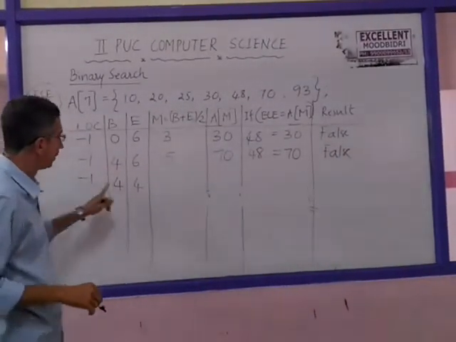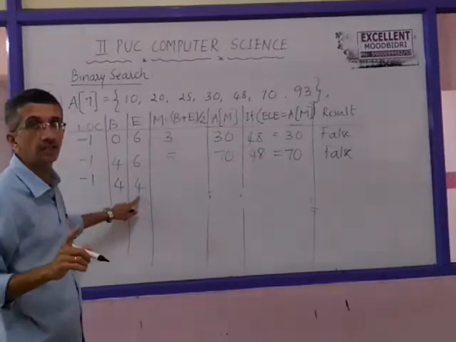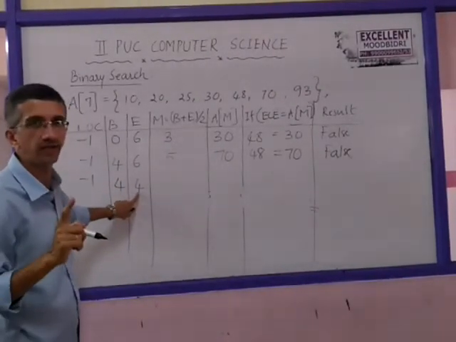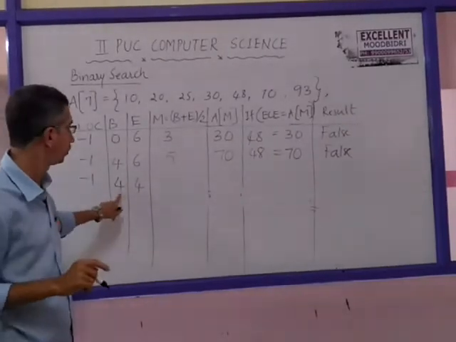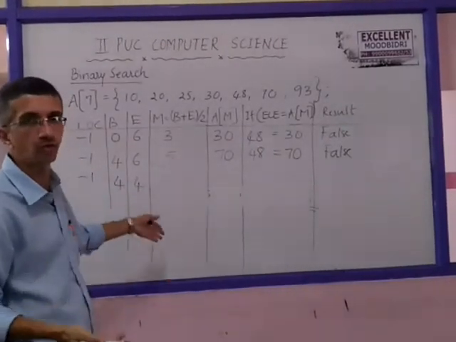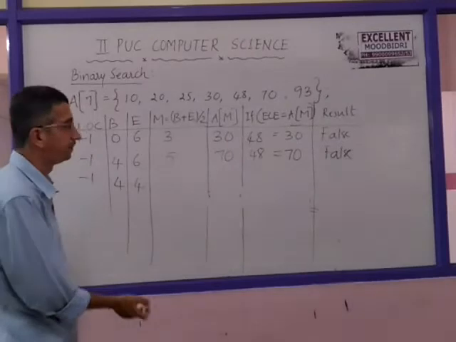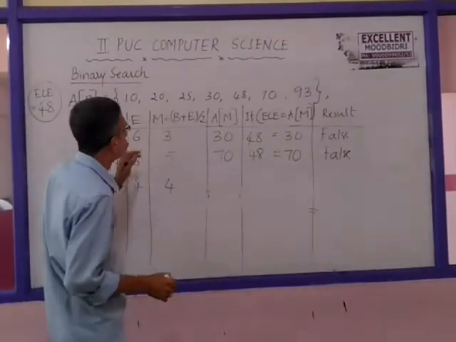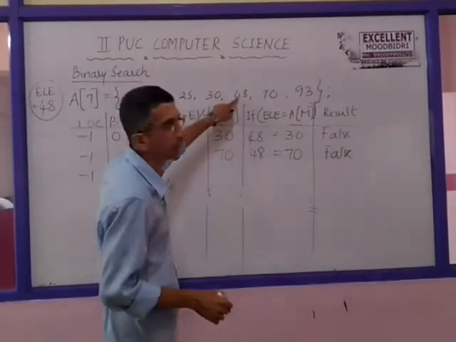Minus 1. Now again, see the loop condition. Beginning is less than or equal to end. While loop condition: true. 4 is less than or equal to 4. True. So into the loop. Find out the mid. Mid is equal to 4 plus 4 by 2. It is 4 only. A of 4: 0, 1, 2, 3, 4. 48.